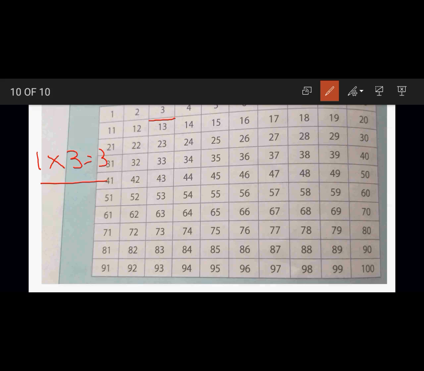Since I cannot get any other combination of numbers to get the answer as 3, I cannot multiply any 2 numbers to get 3 as the answer. There are only 2 numbers, 1 and 3. So there are only 2 factors. Got it? So therefore this is a prime number.